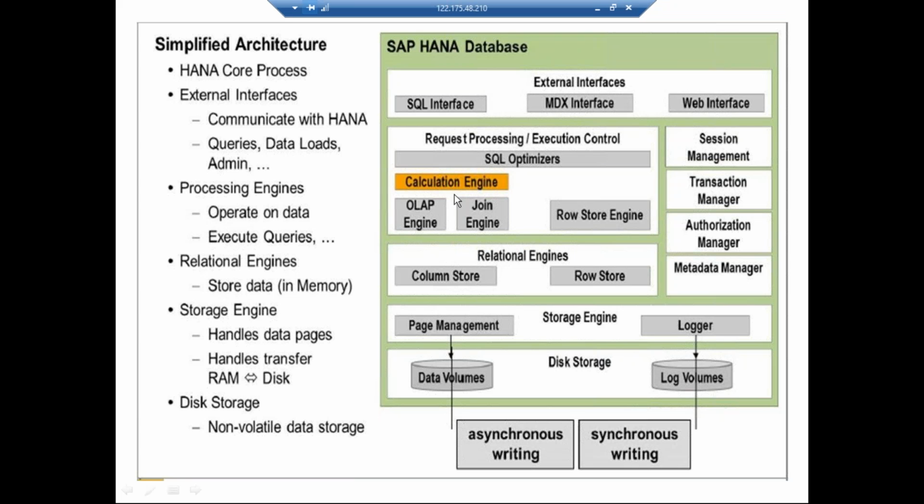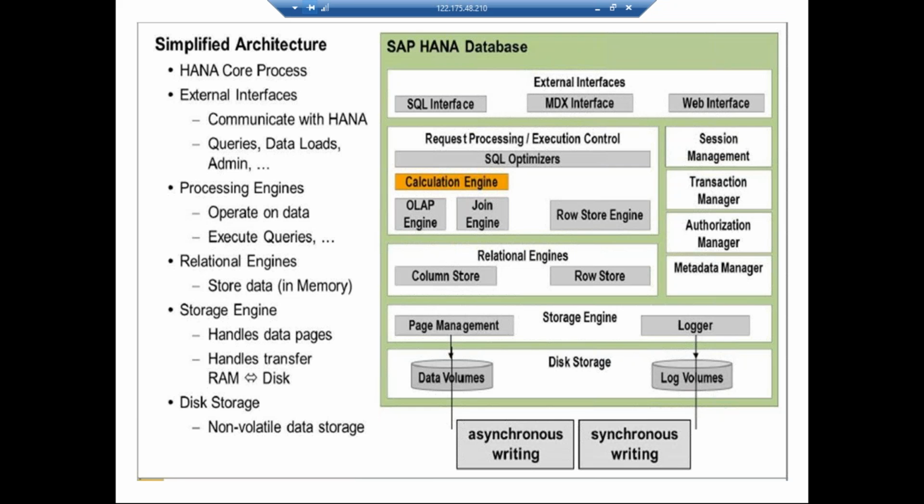So try to understand this. If you look at this, basically you can categorize it into three parts. The top layer we have something called external interfaces. Then here we have the request processing and execution control along with the storage in the memory. Then at the bottom we have the persistent storage, or we also call it disk storage. So first let us start from here, external interfaces.